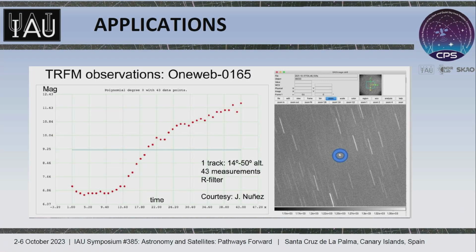Just as a little example of what we've done, we have been able to measure the magnitude over a certain span of time with one pass of, in this case, OneWeb 0165 in the night sky.